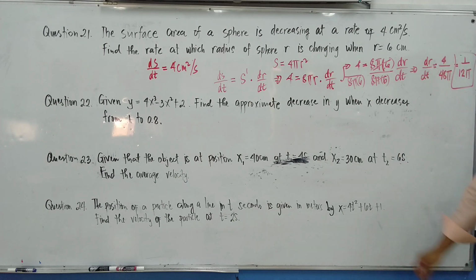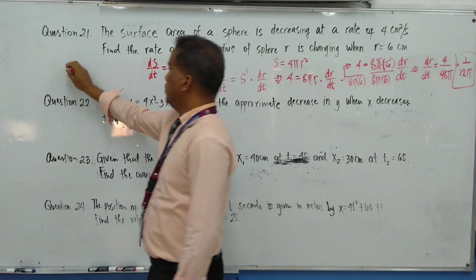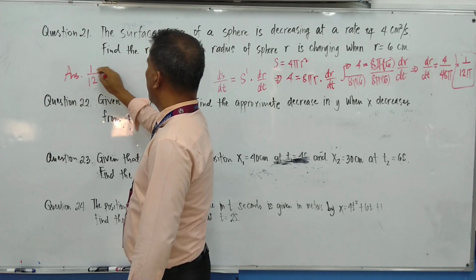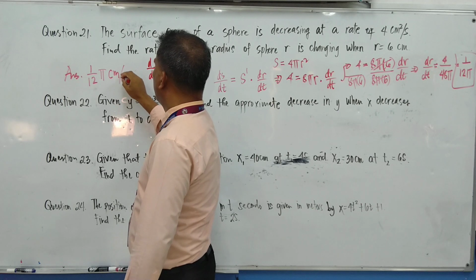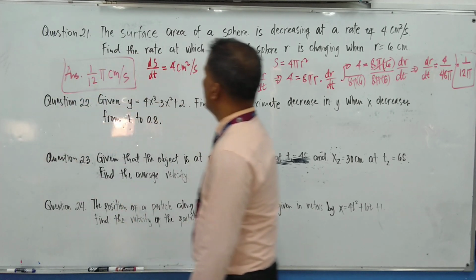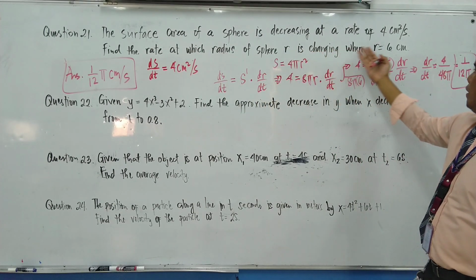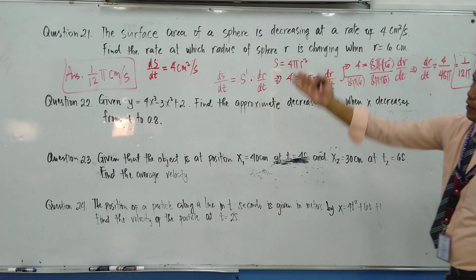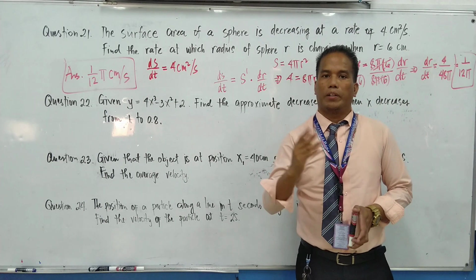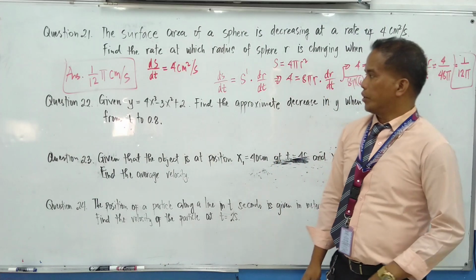Okay, so therefore the answer in number 1 is 1 over 12 pi cm per second. So this is the answer in number 1: find the rate at which the radius of the sphere r is changing when r equals 6 cm. So that is the answer, 1 over 12 pi cm per second. Okay, guys? So let's proceed to question number 20.